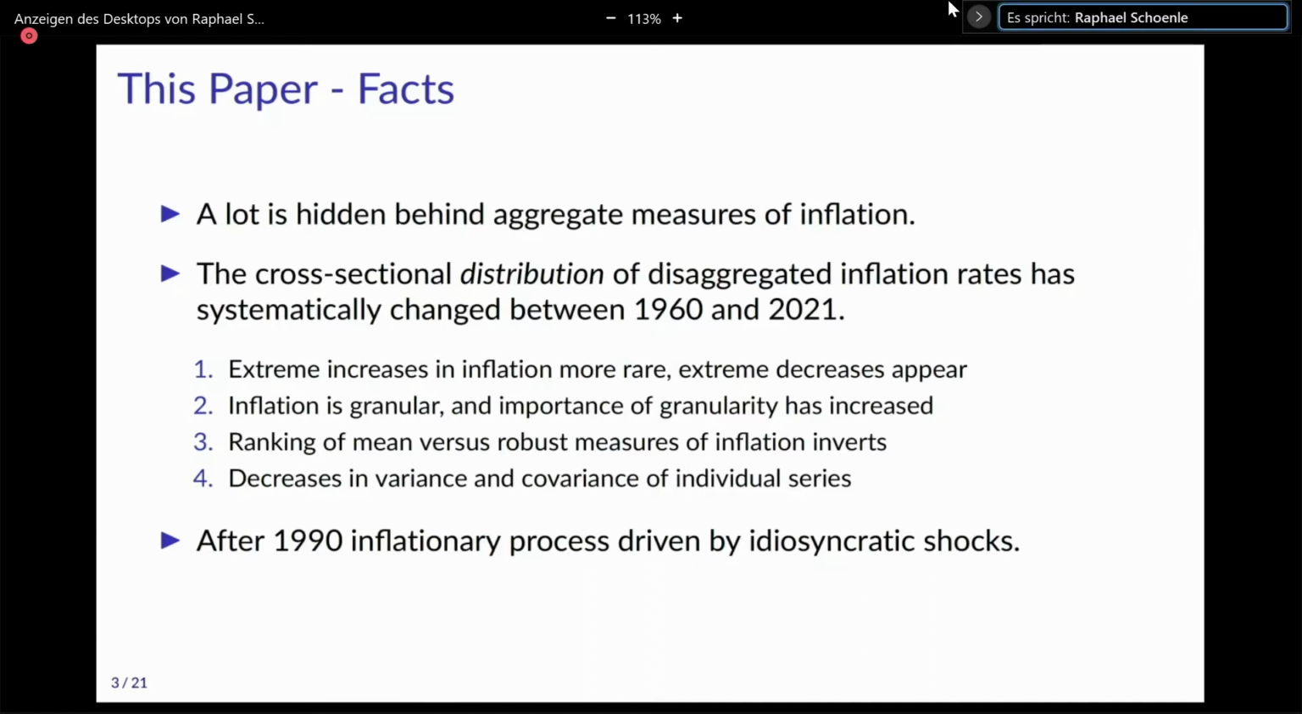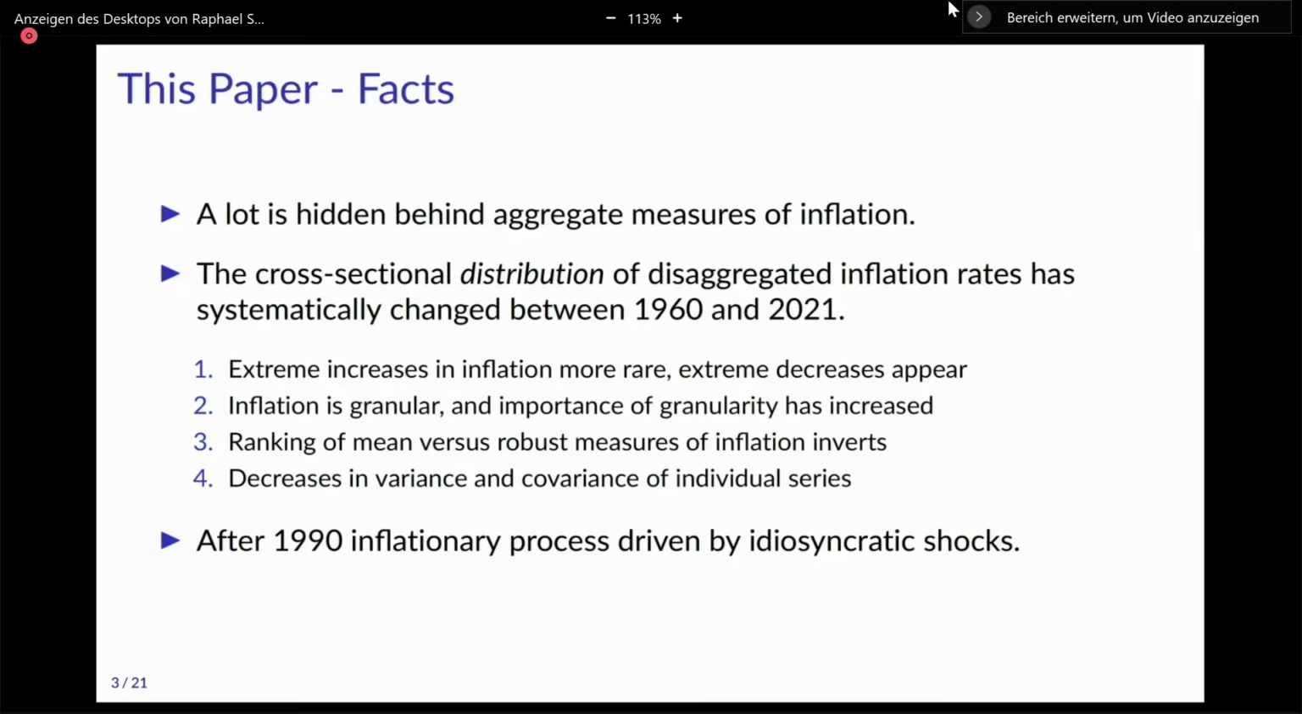In particular, we show in this ongoing work that the cross-sectional distribution of the underlying disaggregated inflation rates has systematically changed in the last 60 years. In particular, extreme increases in inflation have become more rare, while extreme decreases have started to appear. Inflation itself is quite granular, and in fact the importance of granularity has increased over time.